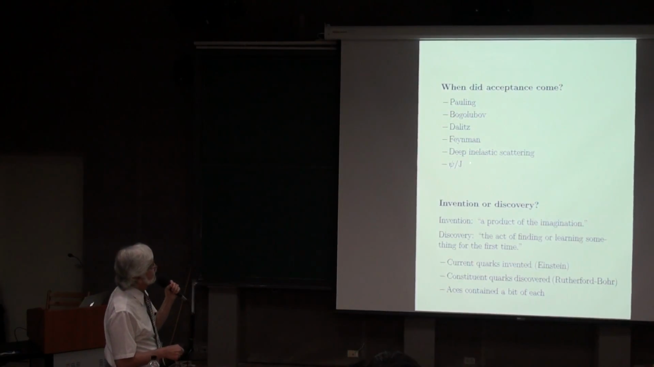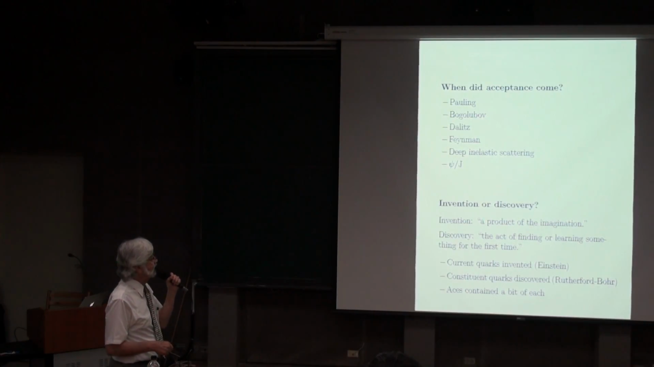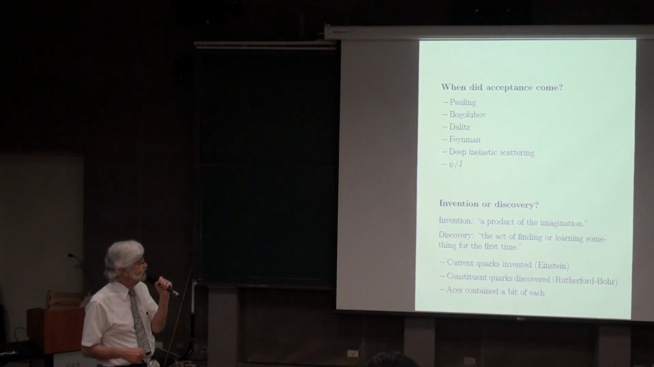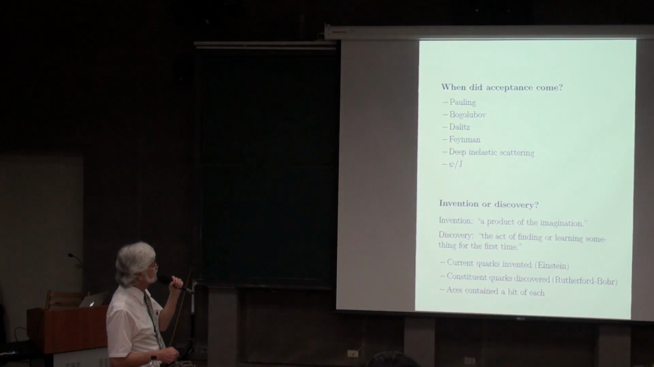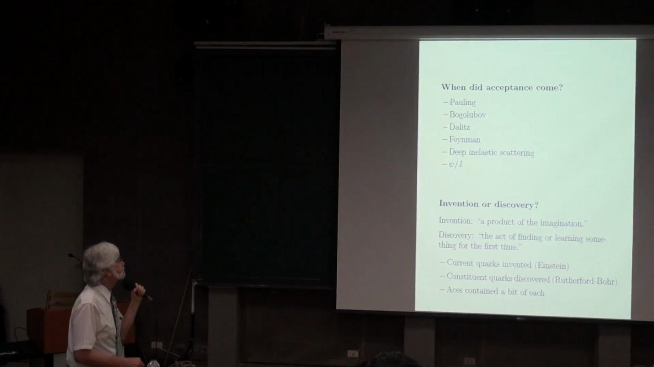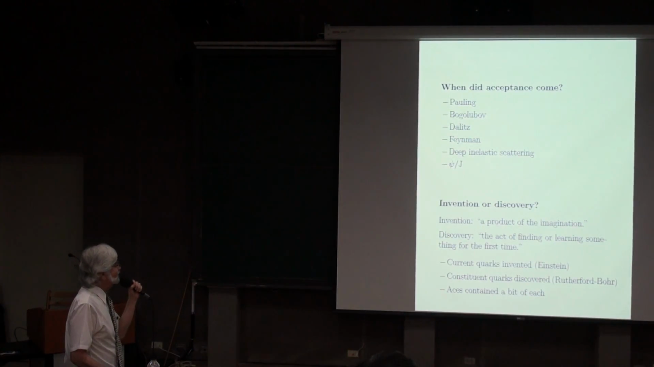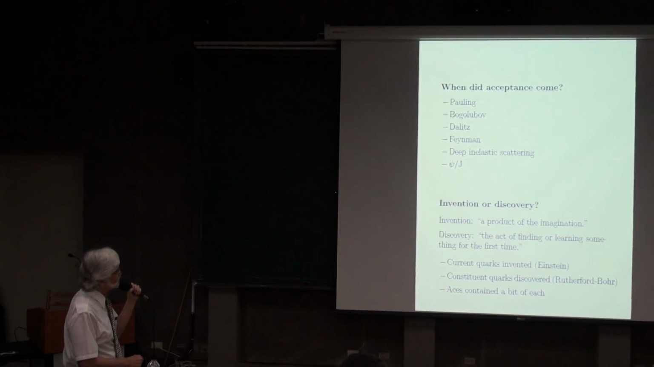And finally, acceptance really came with the discovery of the psi and the J, which was really the same story as the omega. I'm sorry, the same story as the phi. So it was déjà vu all over again, as someone used to say.